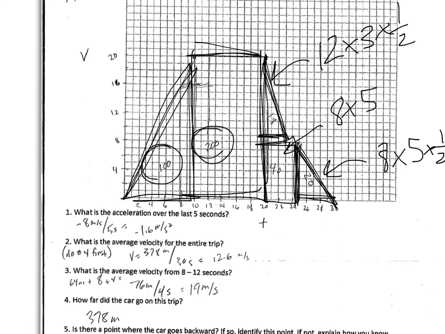So I took all of those individual displacements and added them up to get a total displacement of 378 meters. I divided that by the total time of the trip, which is 30 seconds, to get an average velocity of 12.6 meters per second for question 2.